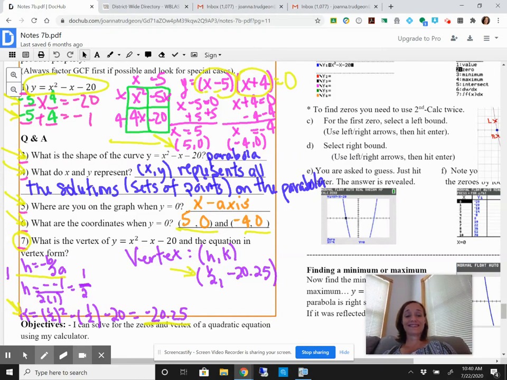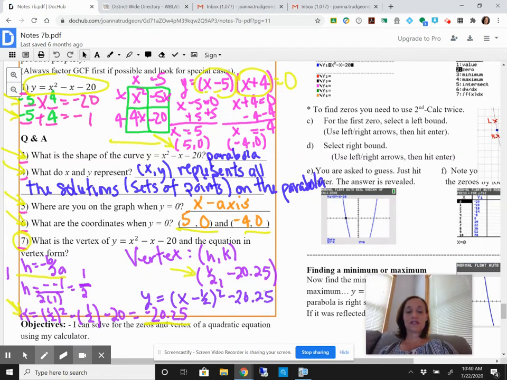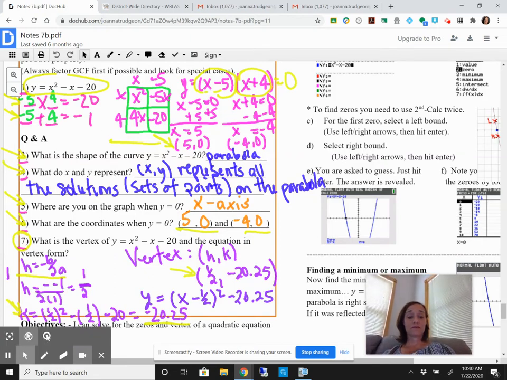It did not ask us to write it. Oh, it did say write the equation in vertex form. That's fun. So that would be y equals, and the a value would be the same as before, which was 1, so it doesn't really matter. x minus h squared plus k. Oops, I'll do a minus sign there. Minus 20.25. So that's vertex form. That's what that looks like. So there is the warm-up.